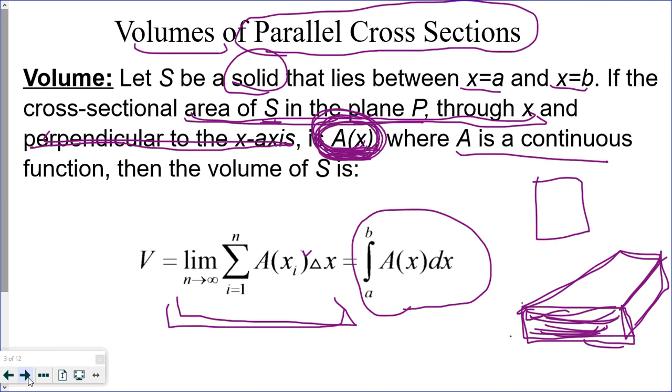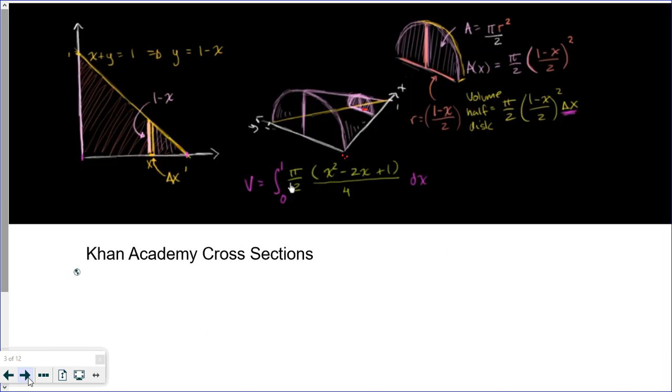So there you go. It's just going to be an integral process. Okay, well, hopefully you have a little bit of an idea of what a cross section is. I want to do a few examples.